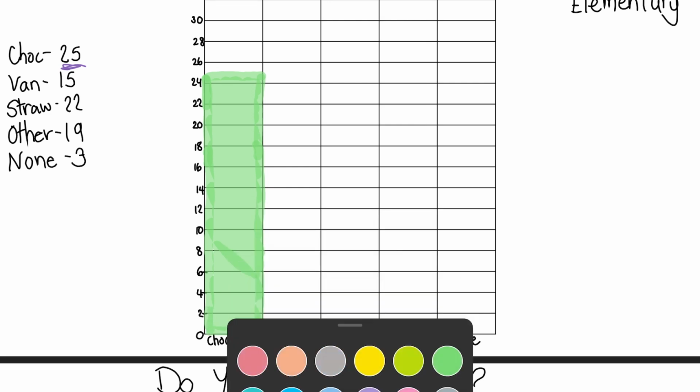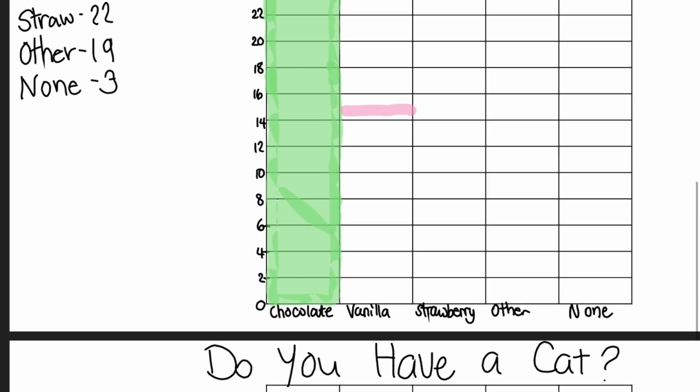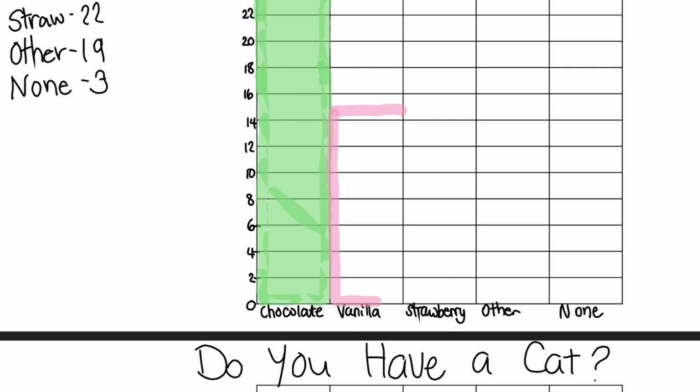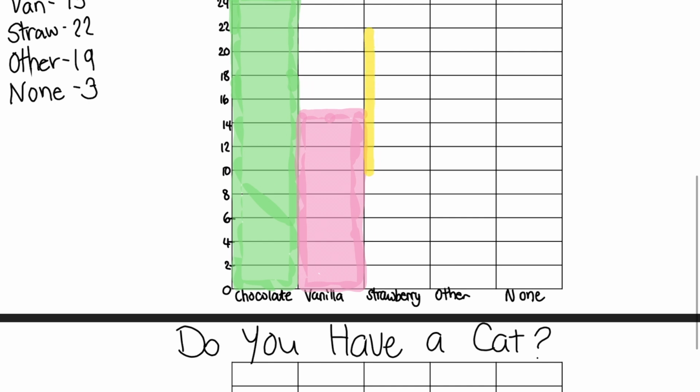And then vanilla, 15. So again, I need to do a half box situation where I want to be halfway between 14 and 15. And then strawberry was 22. I'll do strawberry yellow. I should have color coded them so they match the color of the ice cream. That would have been cute, but oh well. That ship sailed very quickly.